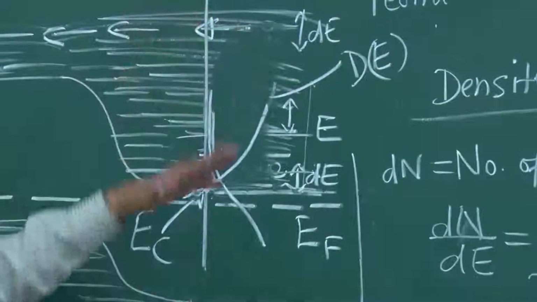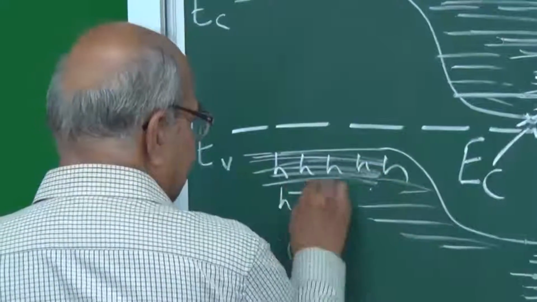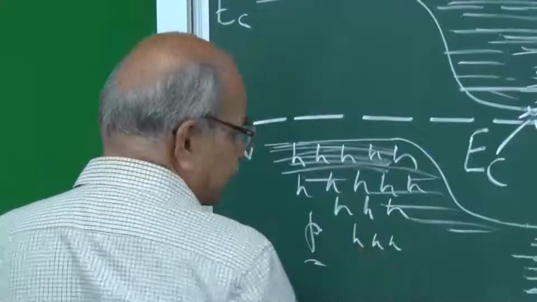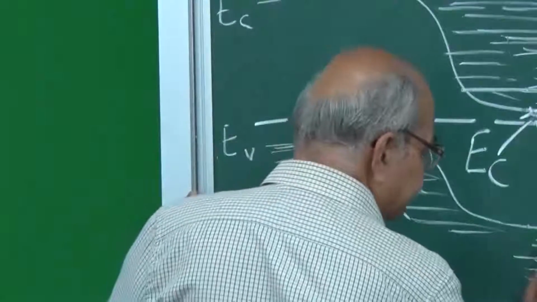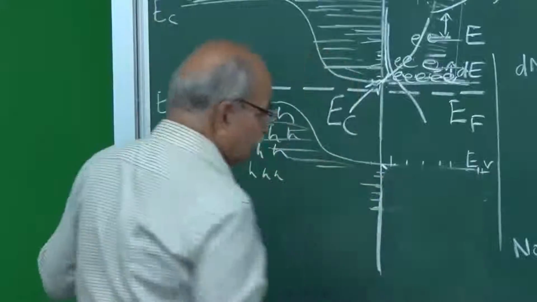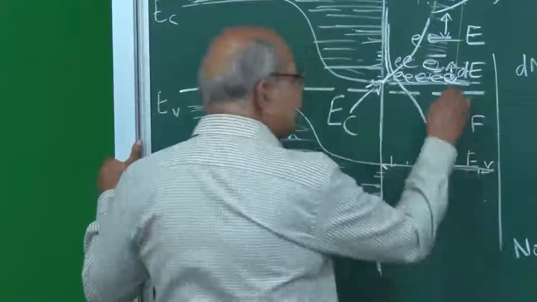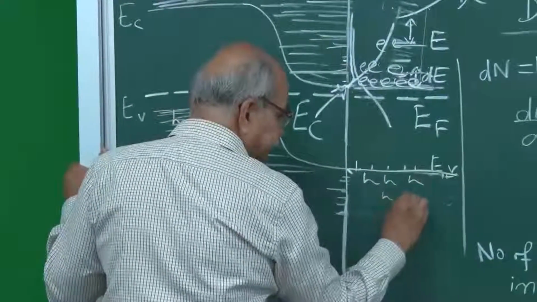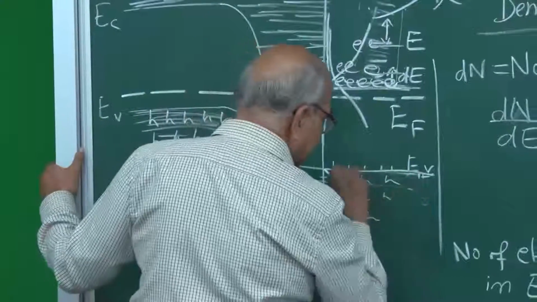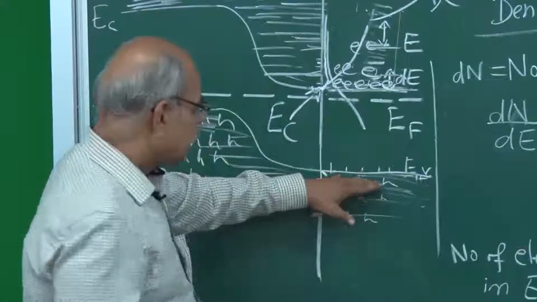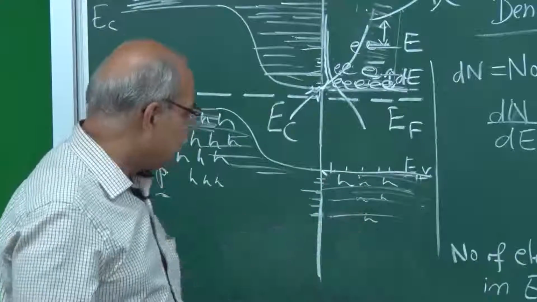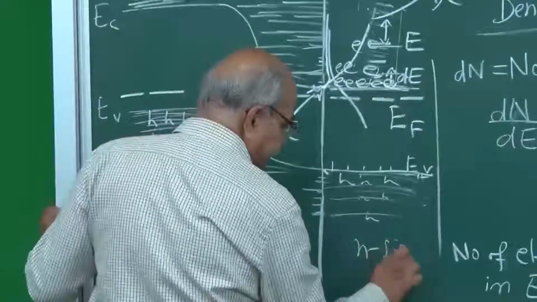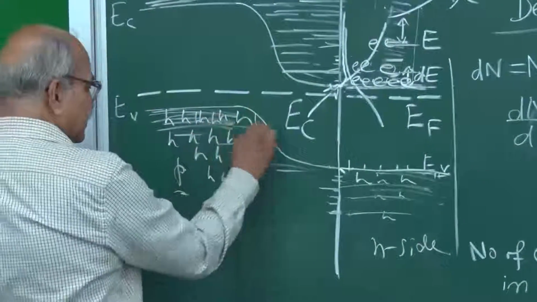Similar will be the case with holes. Large number of holes here. The distribution will be like this. Here, let me modify this. Since this is n side, the Fermi energy is very, very far away. So you have very small number of holes here, like this. The distribution is similar. You have larger number here, lesser number here, lesser number here. But total number of holes is very, very small here, because this is your n side. And here you have large number of holes, because this is the p side.